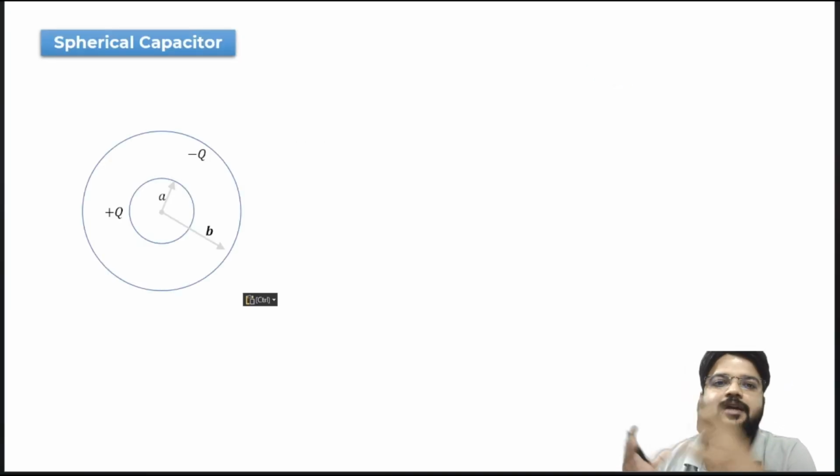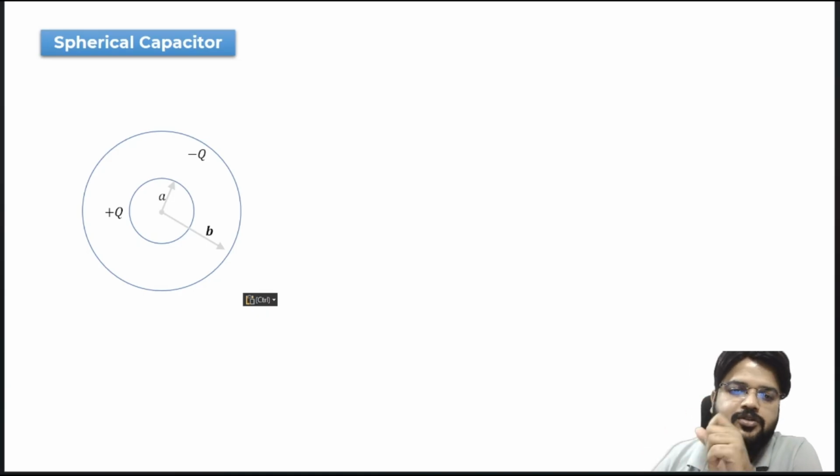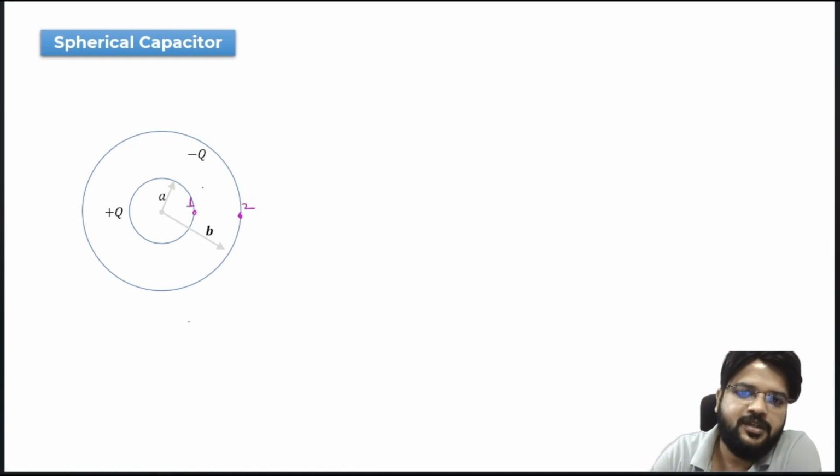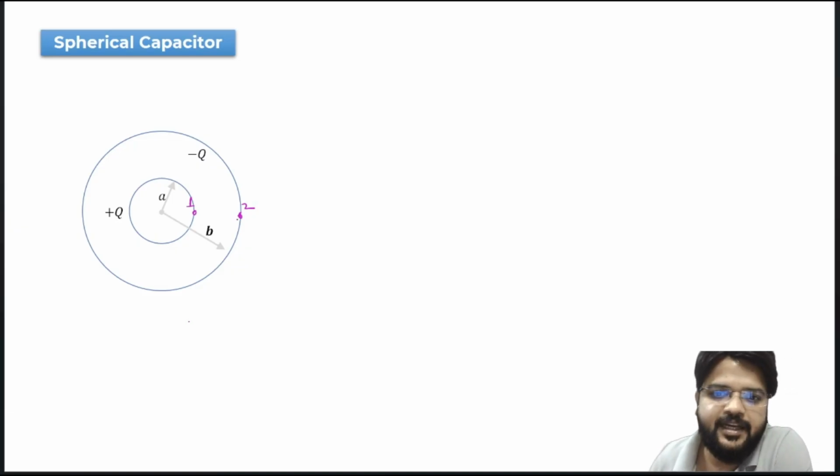Now let's see the next topic, spherical capacitor. So here we want the capacitance of this spherical capacitor. So how can we find it? Let's see, everyone. So this is the first point and this is the second, correct? The first point is present on the surface of the first sphere, and the second point is present on the surface of the second sphere, correct? So the potential at this first point is, let's suppose, V1, and the potential at this second point is V2.